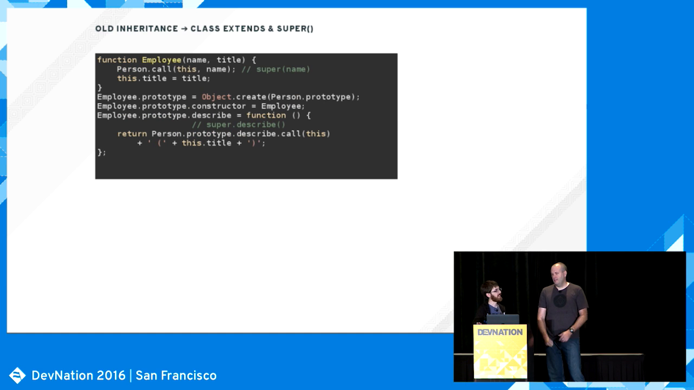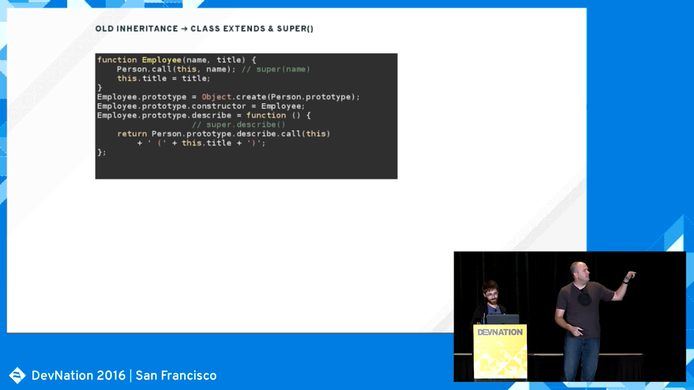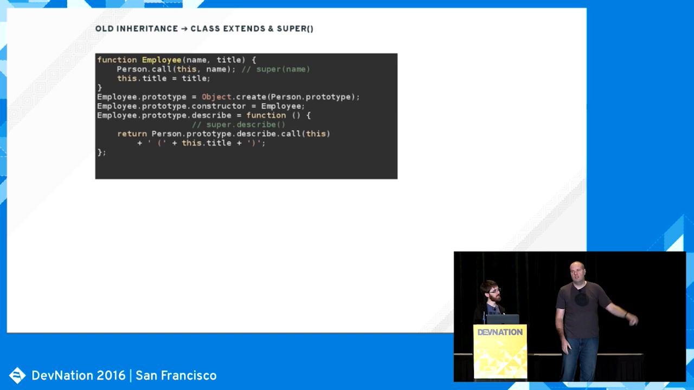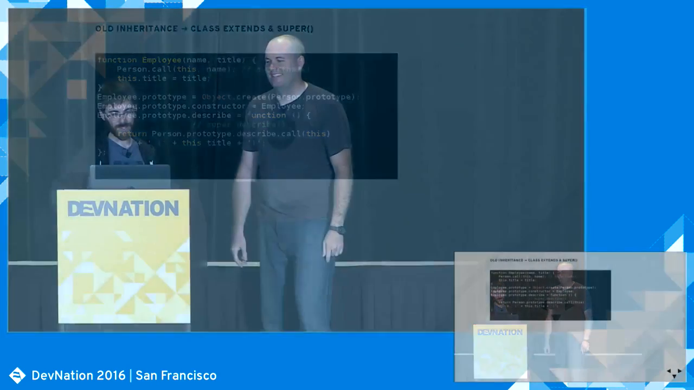But it doesn't make just that easier. No, this is even harder. So whenever you want to subclass something, now to get the person, or employee being a subclass of person, I then have to do an object create, and I have to grab the prototype of the person and apply that to the employee prototype, and go through the constructor and the describe, and then I can reference person call in here. It's a mess. Does anybody like this? Not me. It is pretty gross.